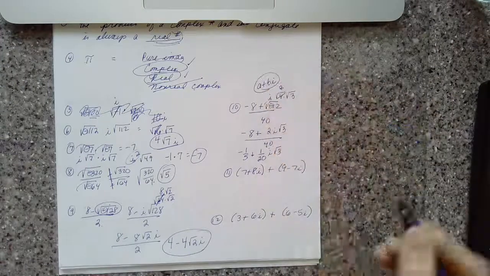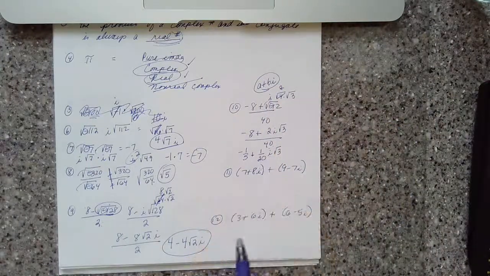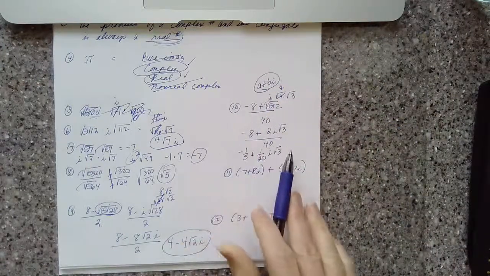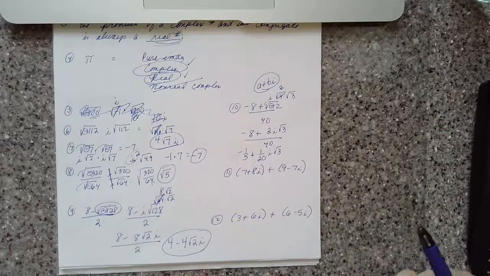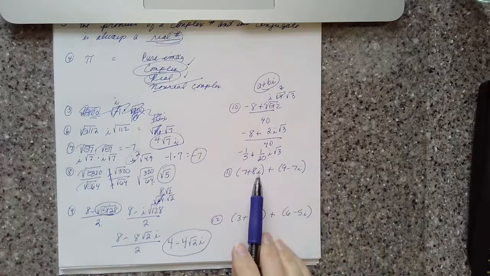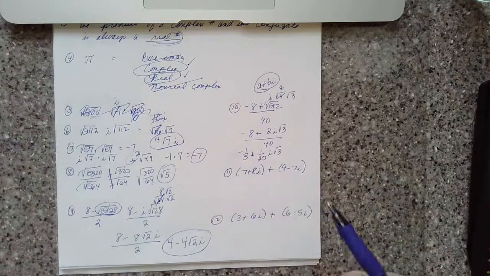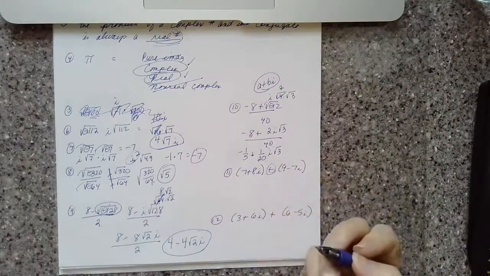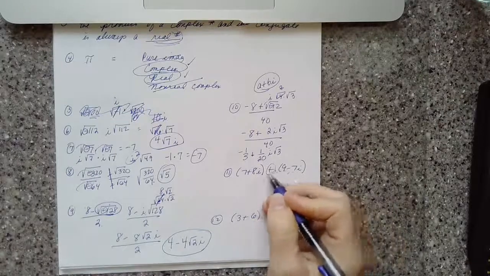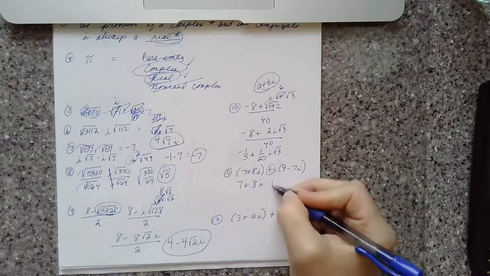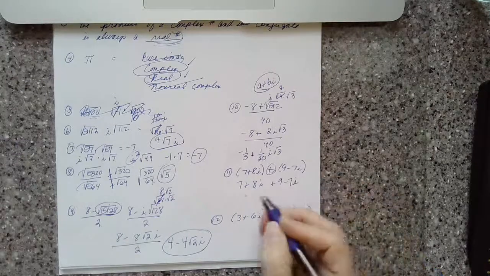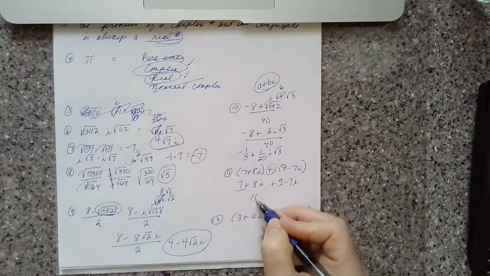All right, number 11, we're adding imaginaries. You add imaginaries almost like you do like terms. There's nothing to distribute in front of either one of these, so you can kind of just drop those parentheses and combine the like parts. 7 and 9 is 16. 8i and minus 7i is minus i. And they do need to be in that order, a plus bi order, so the real part's always in front and the imaginary in the back.